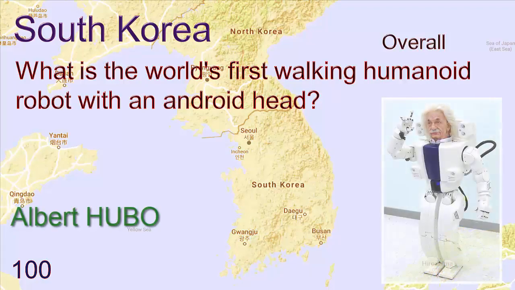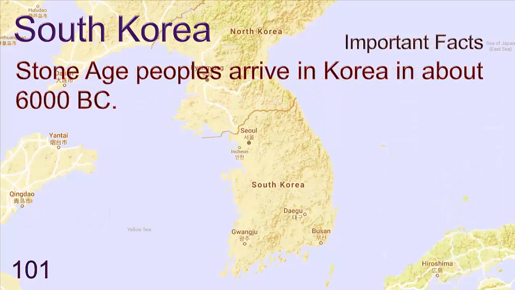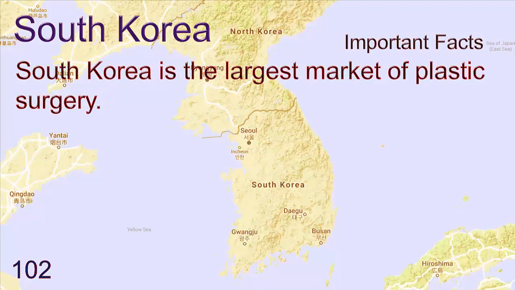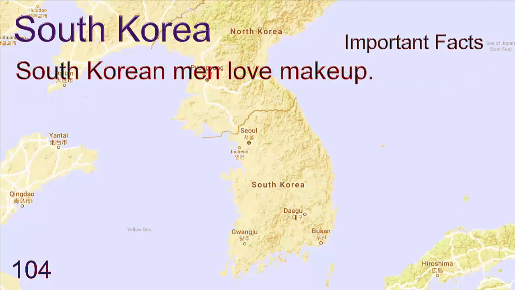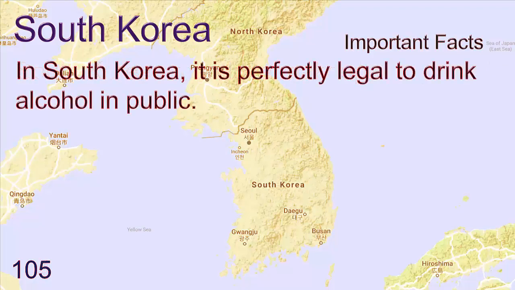Now some important facts about South Korea. Stone Age peoples arrived in Korea in about 6000 BC. South Korea is the largest market of plastic surgery. In Korea, babies are considered 1 year old at birth. South Korean men love makeup. In South Korea, it is perfectly legal to drink alcohol in public.